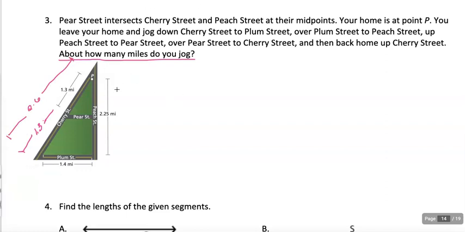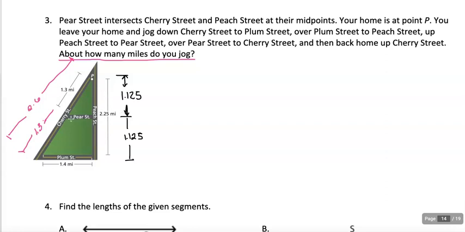Then we've got some more information here. This is 2.25, which can be broken up. If this is 2.25, then from here to here is half, so 1.125. All I'm doing is taking half of 2.25. This one gave me the half of the half mark, 1.3, so the other half is 1.3. This one gave me the total from P to the end of the street, which was 2.25.